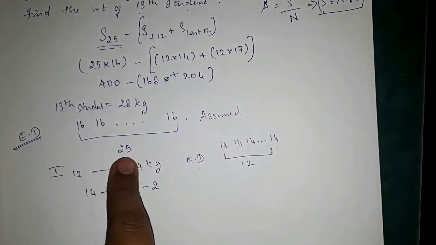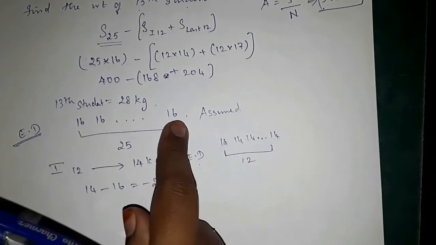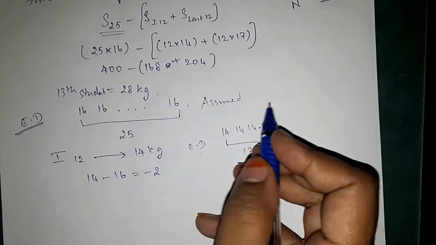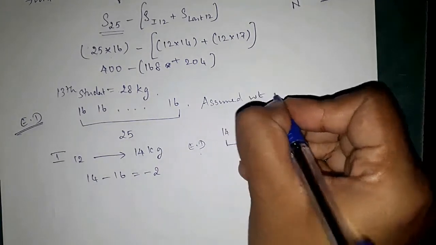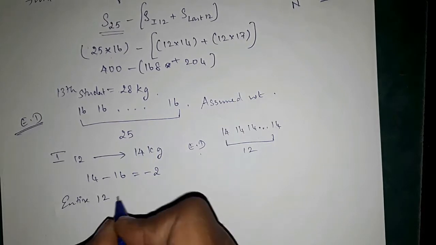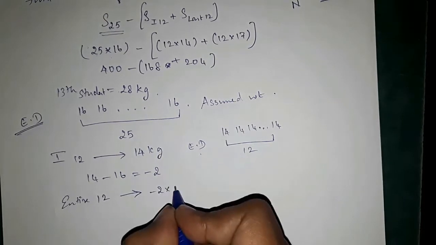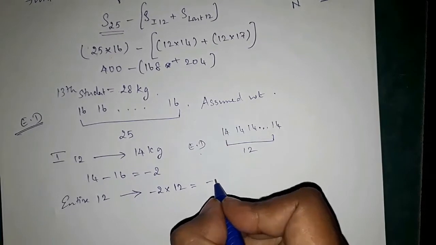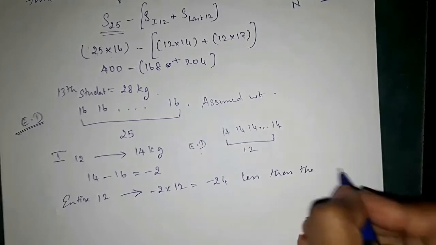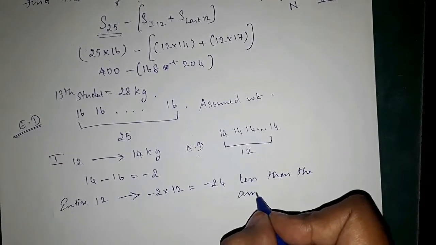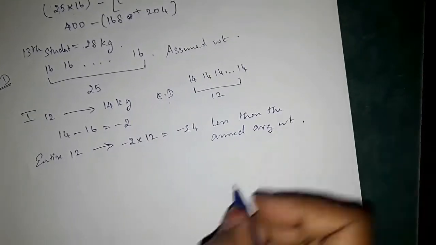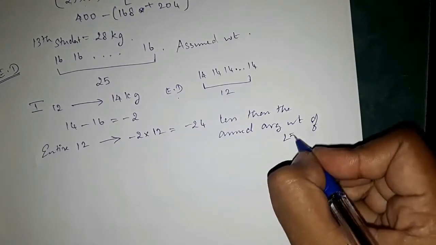We have assumed that each student has a weight of 16 kg, so the first batch has 2 less than the assumed weight. So the entire set of 12 students in the first batch has 24 less than the assumed average weight of 25 students.